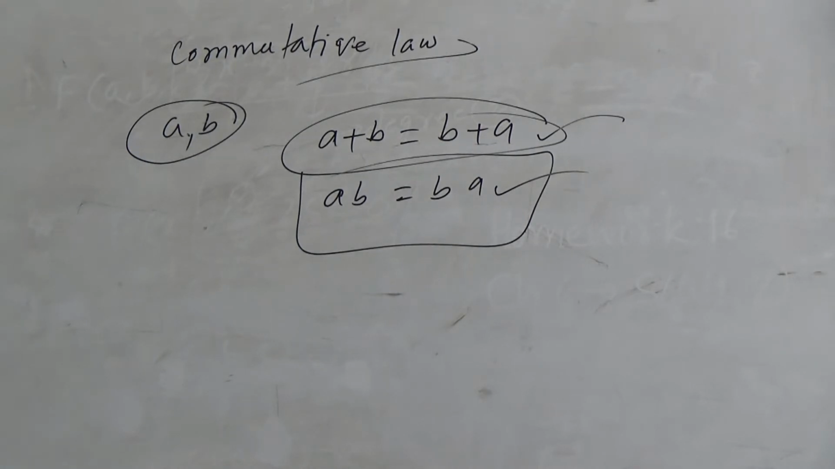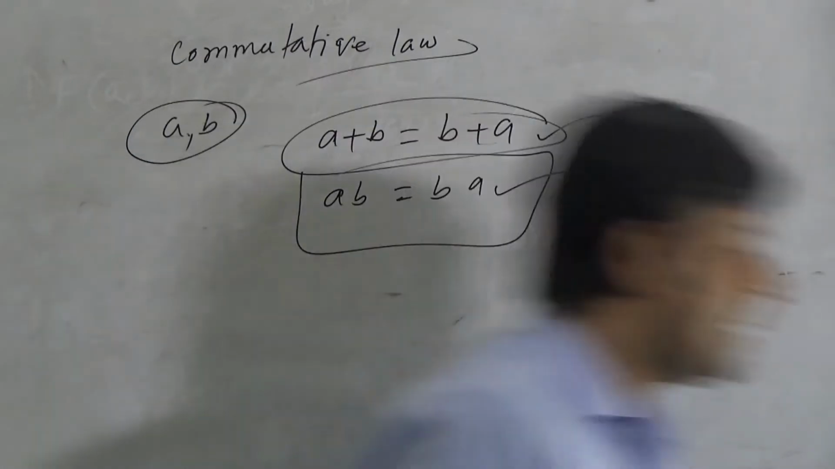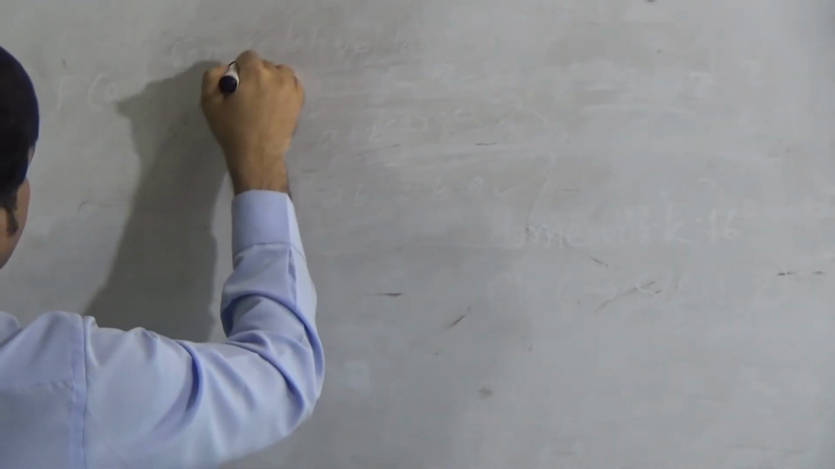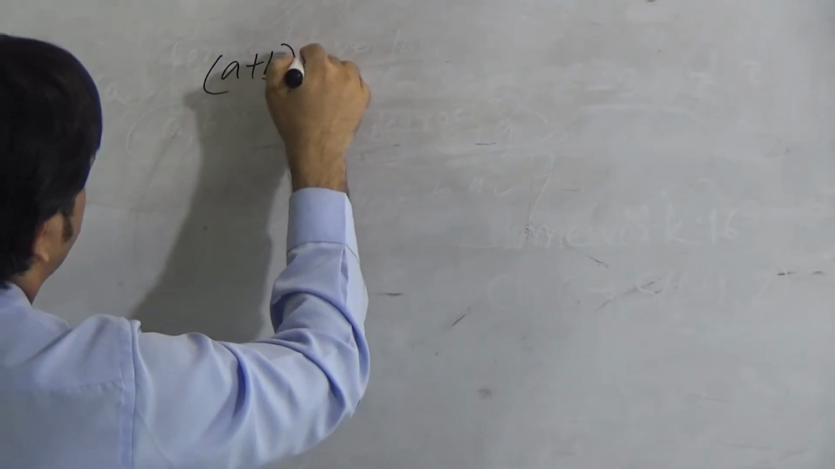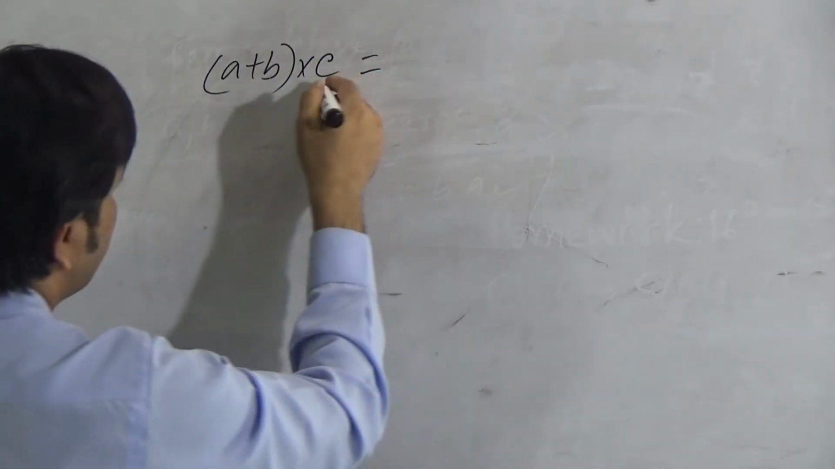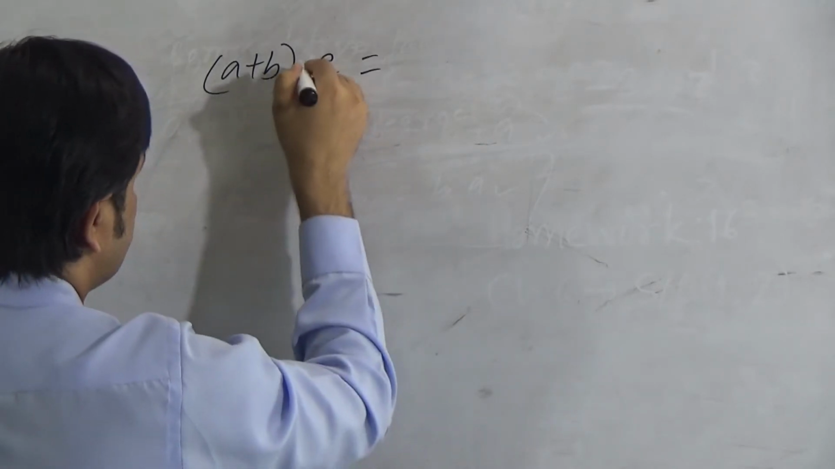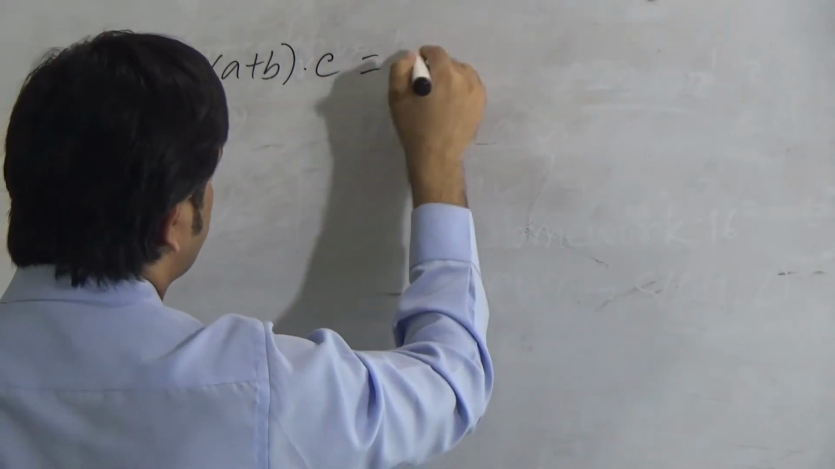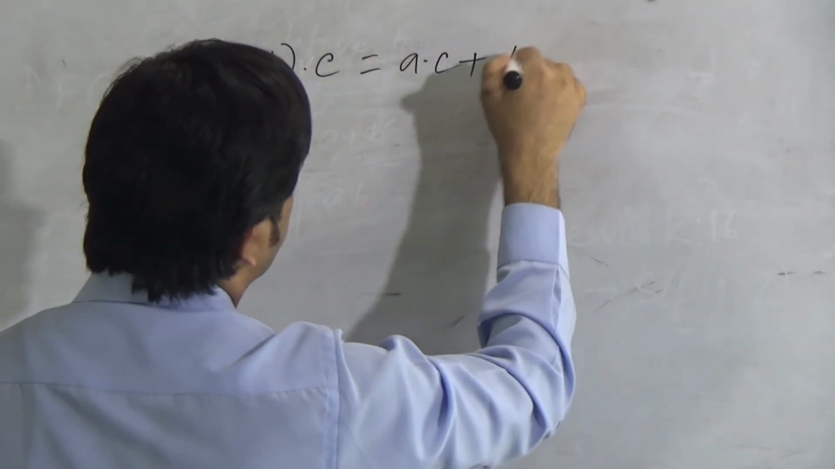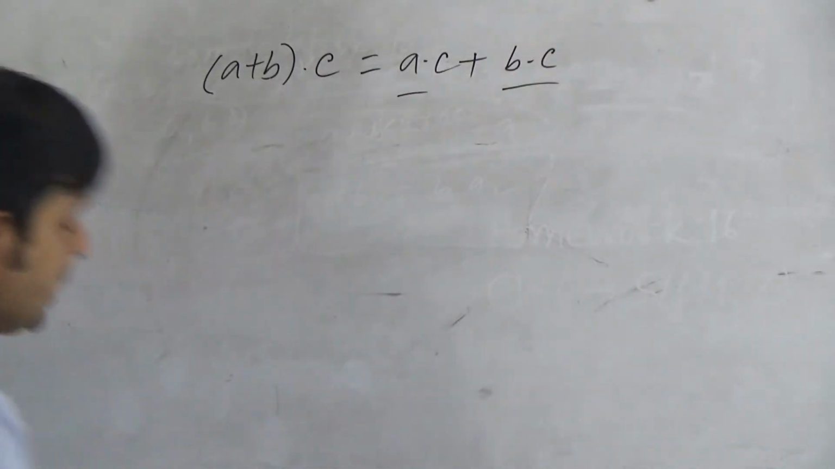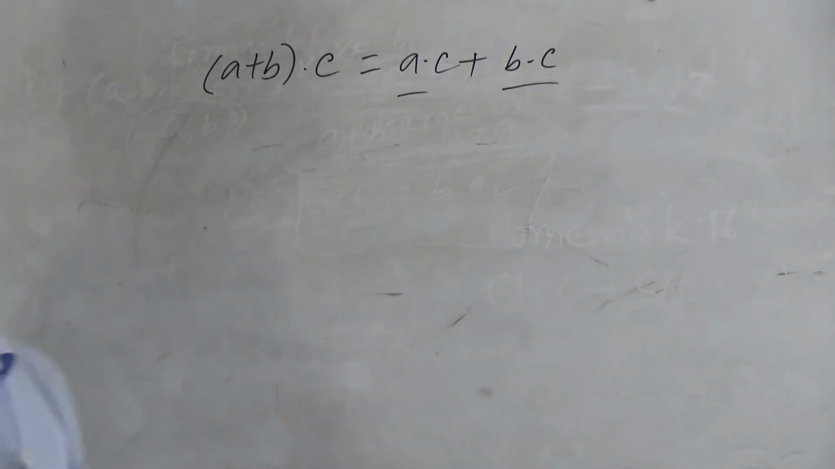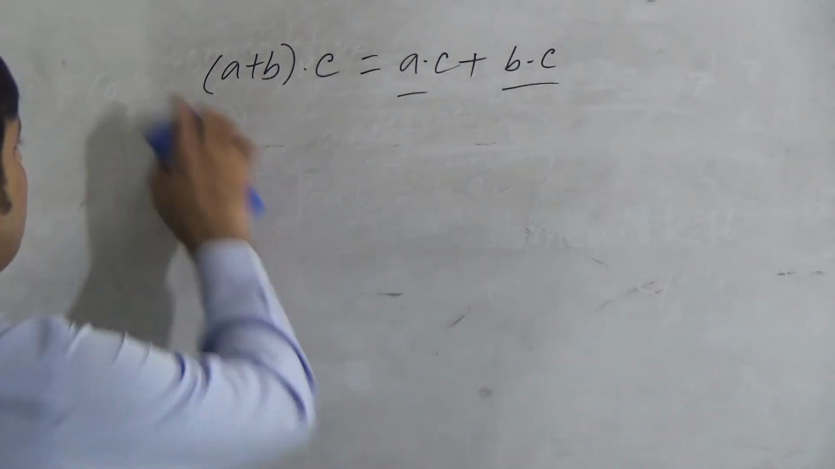Now the next one, distributive law for multiplication. Dear students, you may see this type of expression. Suppose I write A plus B, then if we multiply that by C, that will be equal to multiplying the terms separately by C and then adding, that is, the product of A and C plus the product of B and C. This law is known as distributive law for multiplication.